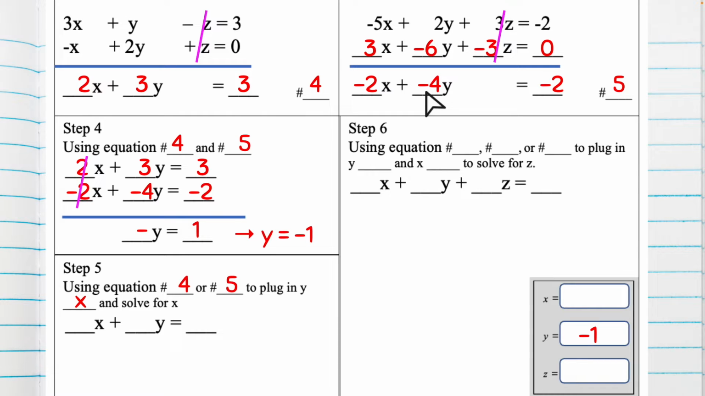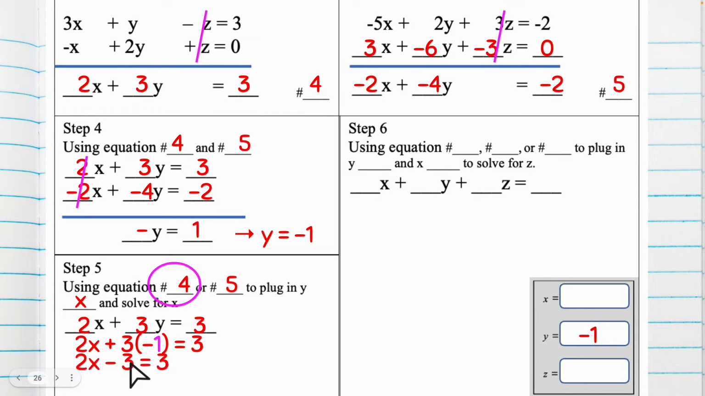If I know what y is and I plug it in, I can solve either equation for x. So I went ahead and chose equation 4 for whatever reason. So I have 2x plus 3y equals 3, and I'm going to plug in negative 1 for y, and then I'm going to start to solve this. So 2x minus 3, because when we multiply that becomes a negative, equals 3. I'm going to add 3 to both sides here. So I end up with 2x equals 6, because the 3's cancel, and then I'm going to divide by 2 on both sides. So I end up with x equals 3.